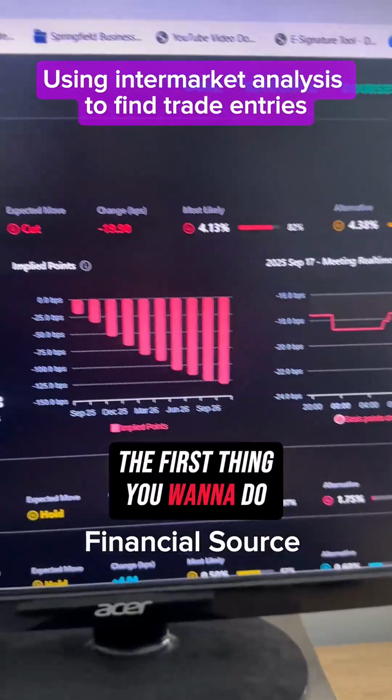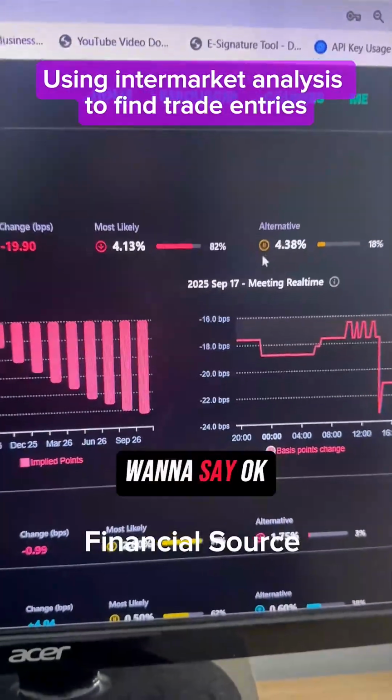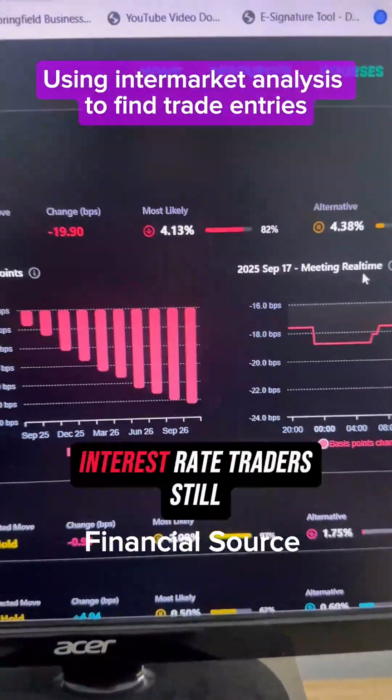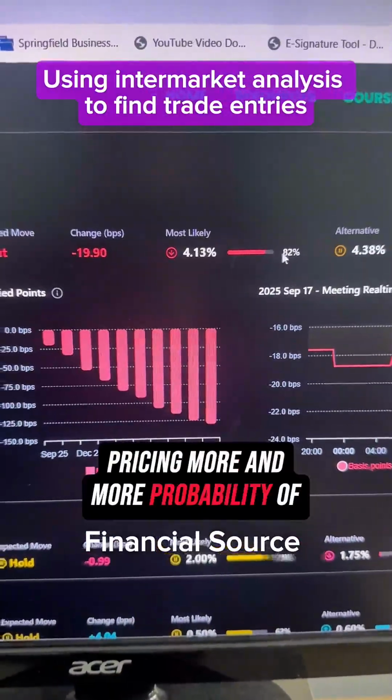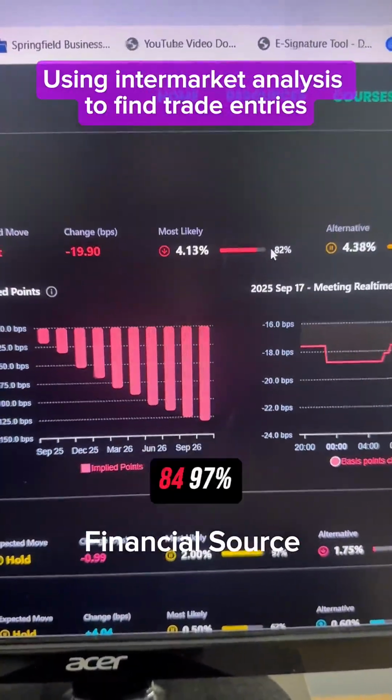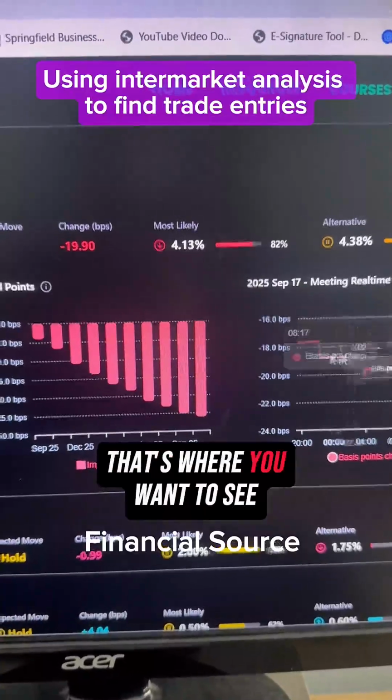So the first thing you want to do on Monday is check this and say, okay, is this still the case? Are interest rate traders still pricing more and more probability of a cut? You want to see that get up to 82, 83, 84, 97%. That's where you want to see it, right?